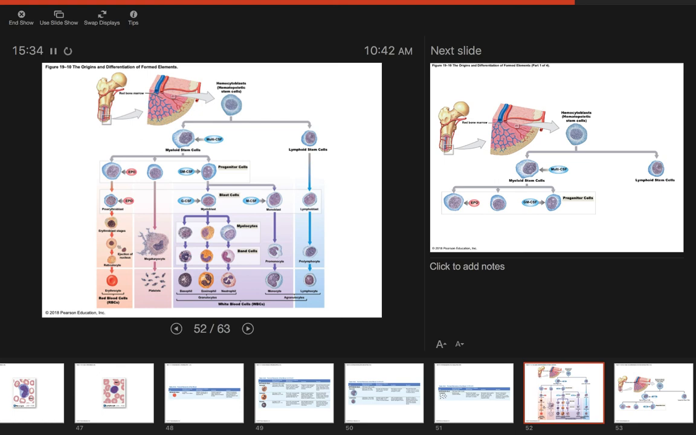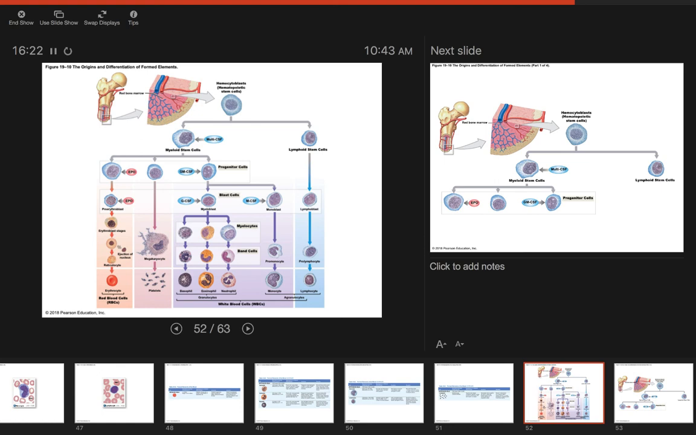Poiesis means the production of. So the process of making a red blood cell is called erythropoiesis. The production, it's erythro, and then poiesis: erythropoiesis. We know the hormone erythropoietin stimulates erythropoiesis. Erythropoietin came from the kidney, remember, and it stimulated red blood cell production.